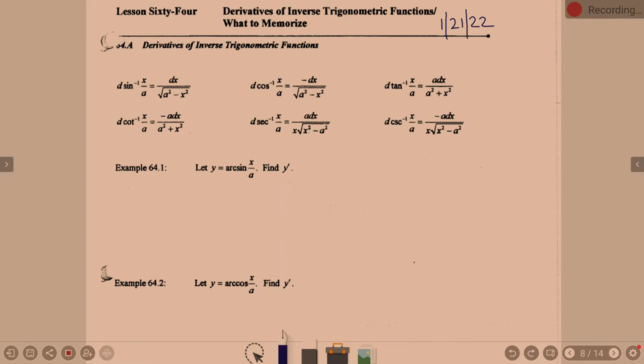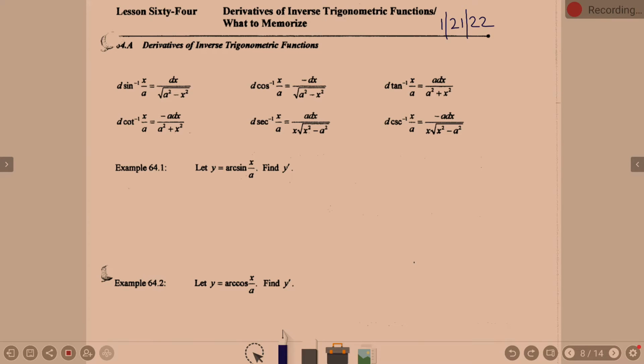Lesson 64, derivatives of inverse trig functions, what to memorize. So this is the lesson where I introduce derivatives of inverse trig functions.